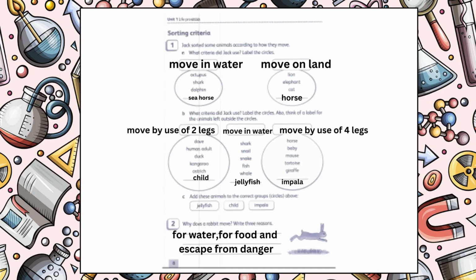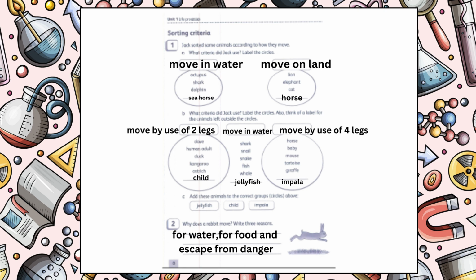Now, sorting criteria, page number 8. Number 1. Jack sorted some animals according to how they move. A. What criteria did Jack use? Label the circle. So, I have done it for you. You can see octopus, shark, dolphin. So they move in water. So this is the heading of the circle.